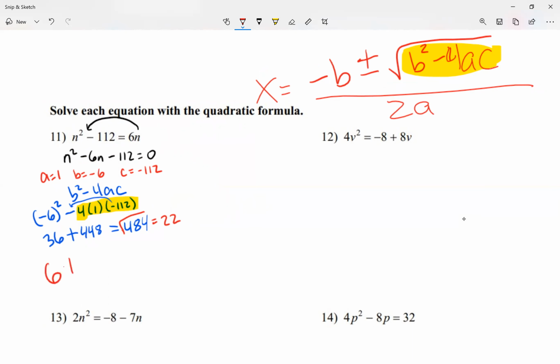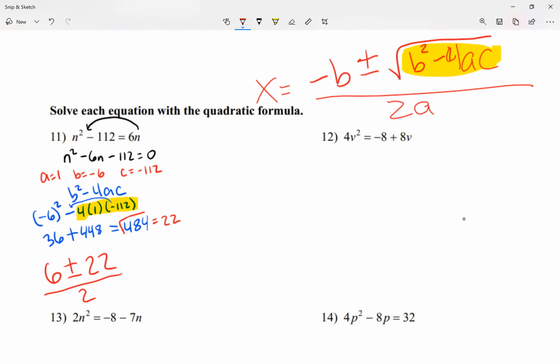Plus or minus 22. Right? I did the whole radical, the whole square root of b squared minus 4ac. I did the hard part at the side, so I'm not going to do it again. At the bottom of my fraction, 2 times a, so that's 2, since a is 1.